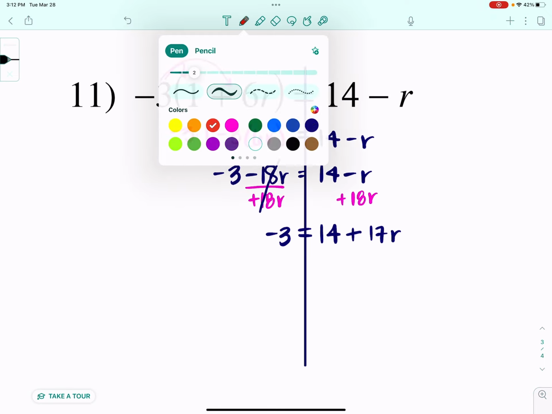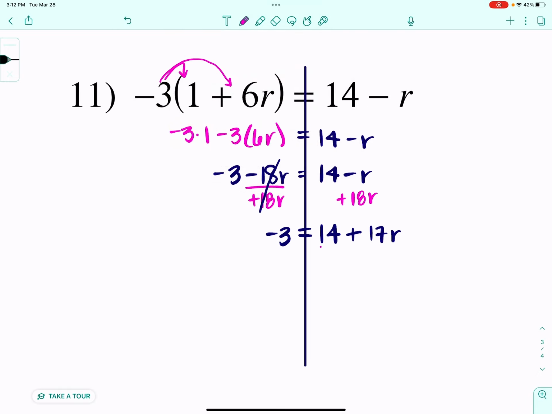Now, I want to move the 14 to be on the other side with the negative 3. But again, I can't just erase it and write it over there. I'm still focused on inverse operations. So if this is a positive 14, the inverse operation means I need a negative 14. Well, negative 3 minus 14 is negative 17. The positive 14 and the negative 14 cancel each other out. And I'm left with a 17r on the right.